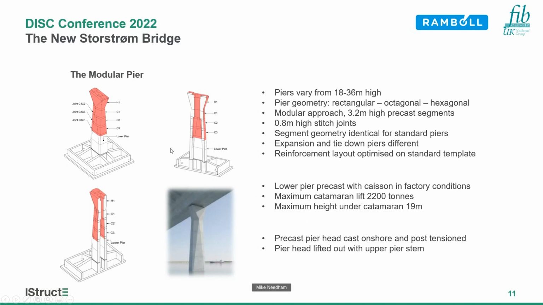pier stem. So again, compared with the top left, all of the items that are red are also a second large cast that is lifted out later, and then the two are stitched together.